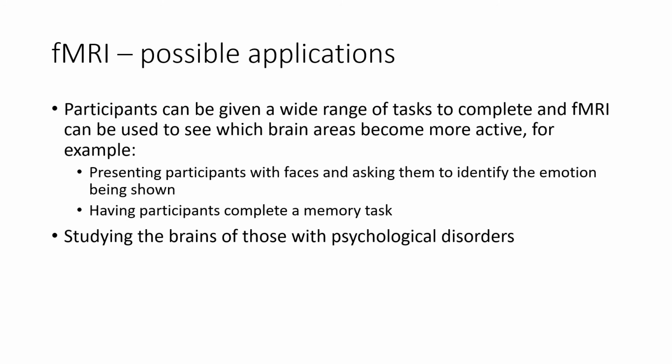And there it is. So some possible applications would be that participants would be given a wide range of tasks. You can do anything really in an fMRI scanner, and what you would do is watch which parts of the brain become more active while they're doing that task. So just some examples would be that participants might be shown different faces and asked to identify which emotion was being shown, and from that we might be able to work out which parts of the brain are associated with understanding emotions in other people.